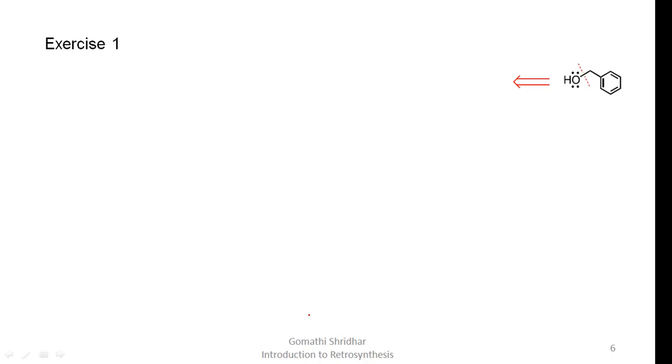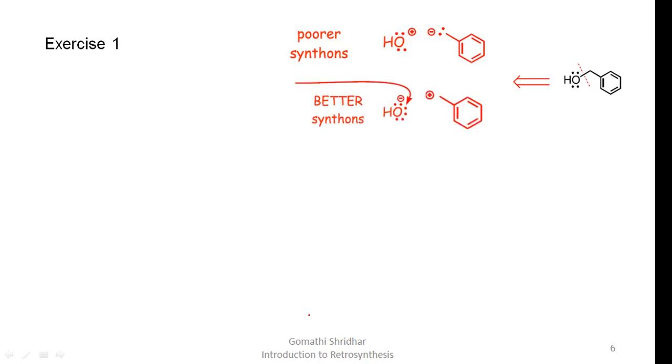For example, consider a simple molecule like benzyl alcohol. We can get two fragments where the benzyl group has a negative charge and the OH group has a positive charge. We know immediately that these are poor synthons. So, what are the better synthons? The better synthons are where the benzyl group has a positive charge and the OH group has a negative charge.